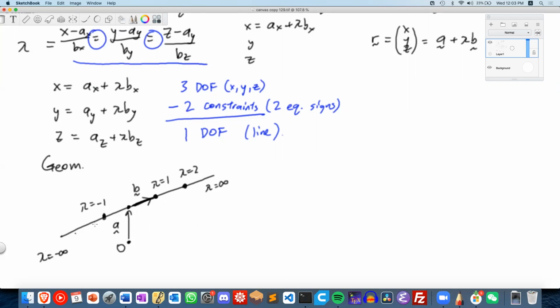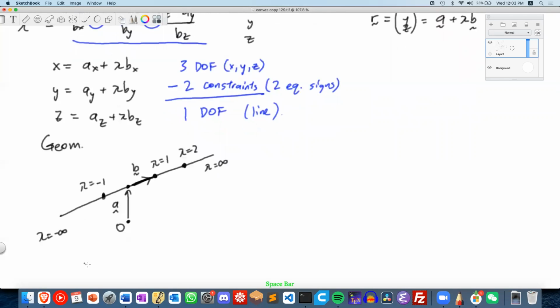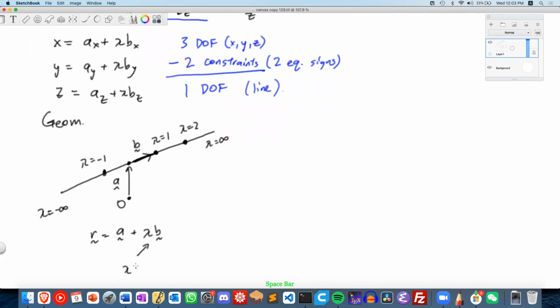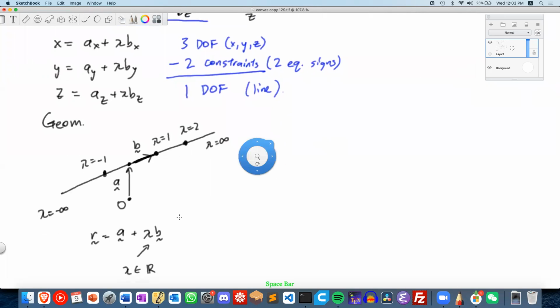As we vary lambda, we're walking along the line because the line has the form r equals a plus lambda b. As we vary lambda across all real numbers, b will be stretched as much as the scaling parameter lambda, and in so doing, we're walking along the line. So this was how we understood the vector equation.